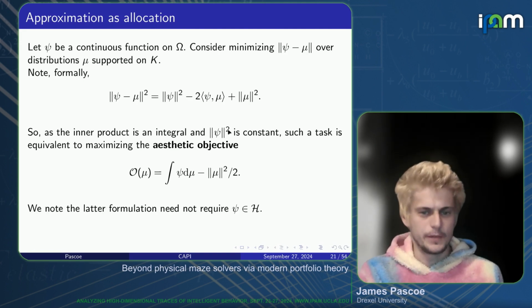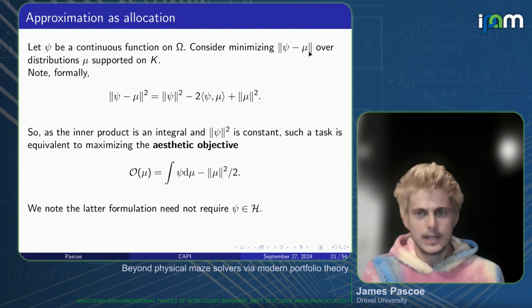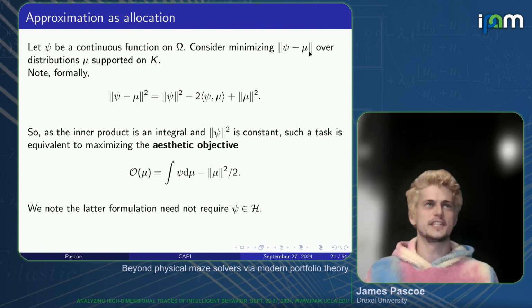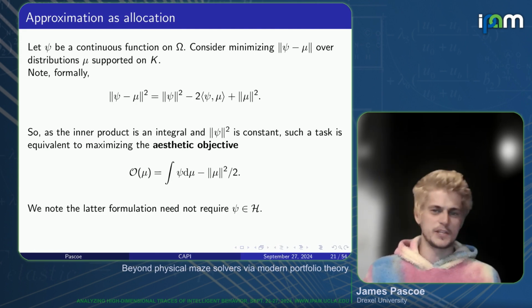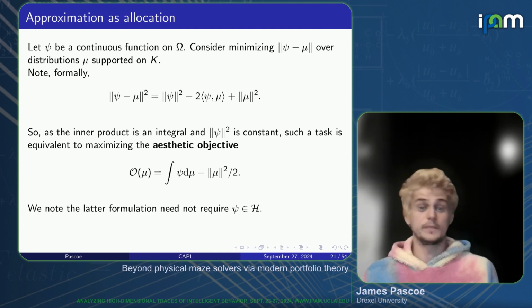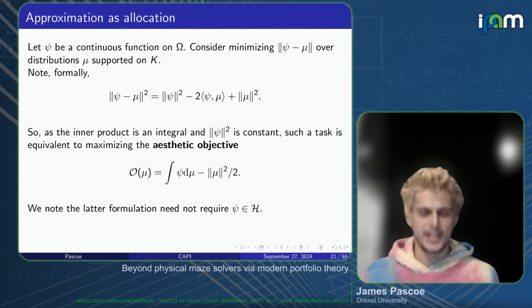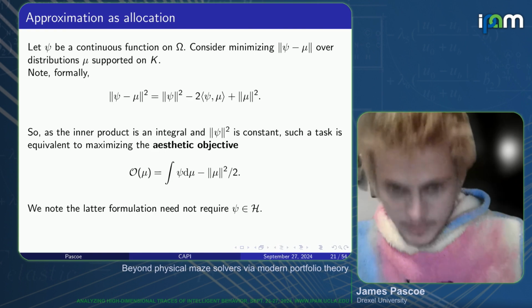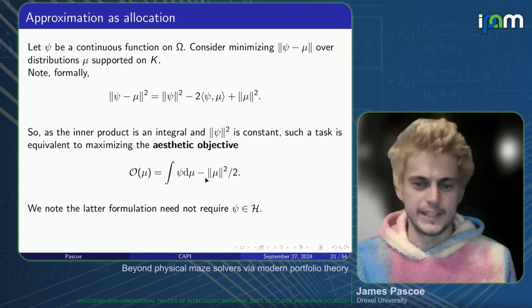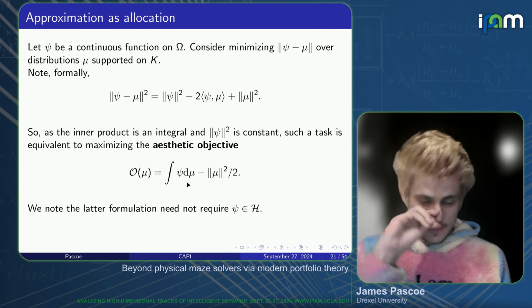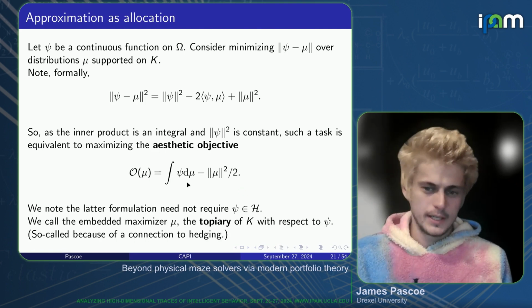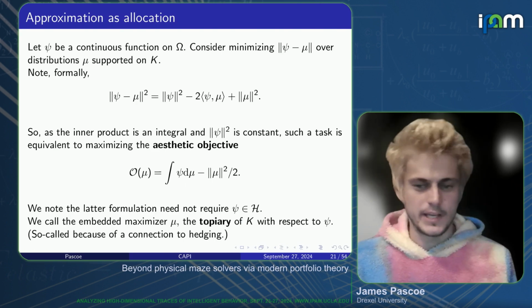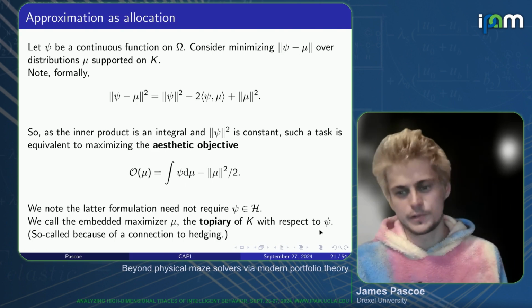So the nice thing about this objective formulation is that this psi doesn't actually need to be in the Hilbert space. So we could be trying to approximate something that doesn't exist. This especially makes sense to me for portfolio theory, where it might not be something that's actually possible. But you still do find a maximizer here. Okay, and so I'm going to call the embedded maximizer the topiary of K with respect to psi.